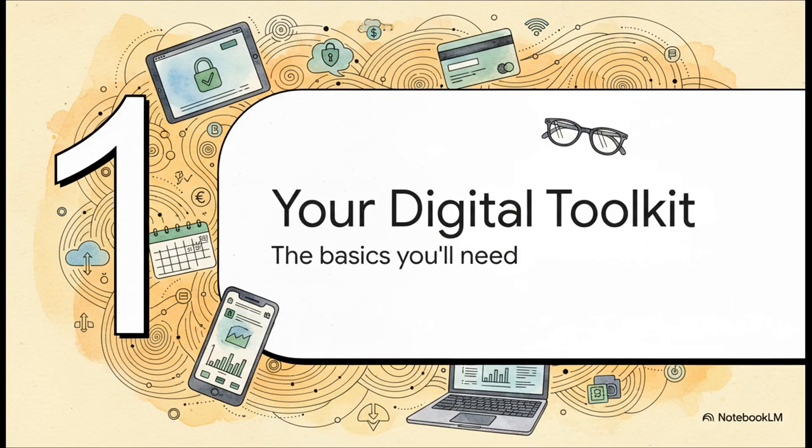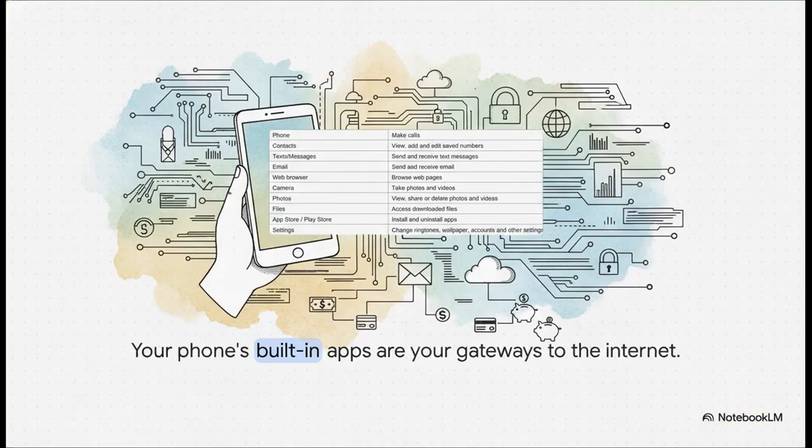Okay, so what do you actually need to get started? Let's take a look at your digital toolkit. And here's the best part, you probably have everything you need in your pocket or on your desk right now. Think of your smartphone as your own personal mission control center. It's not really the phone itself, but the apps inside that open up all these doorways to the internet. We're talking about tools like your web browser and your email.